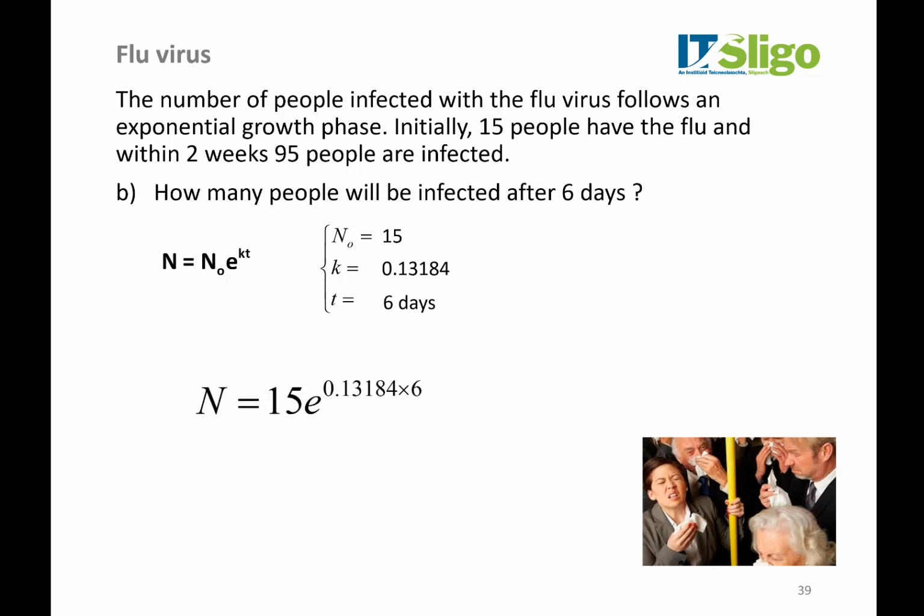Feed all these values into the formula. And when you get your calculator, after 6 days, we would expect 33 people to be infected. So that's part B answered. Again, this would be rounded correctly, to the nearest whole number.